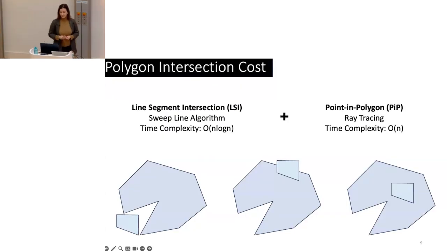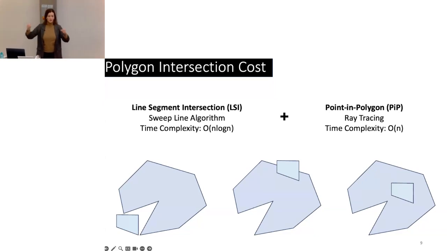Why is this the case? Well, let's see what operations we need to do if we want to evaluate the join and we have two polygonal data sets, and we need to see if one polygon from one data set intersects with a polygon from the other data set. To check for this intersection, first we can run a line segment intersection test, where essentially we check if there is a line segment from one polygon that intersects with a line segment from the other polygon, which would mean that the polygons themselves also intersect. And for that, the best algorithm to use is the sweep line algorithm, which has complexity n log n, where n is the number of vertices of the polygon.